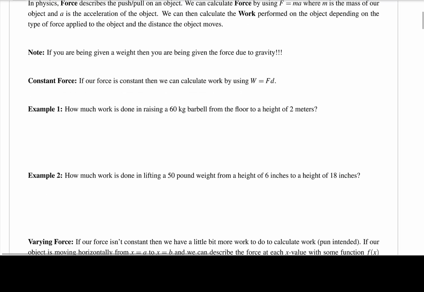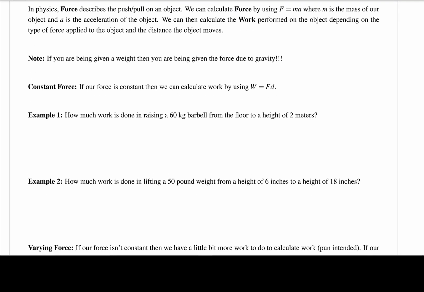So in physics, a force describes the push or pull on an object. We can calculate force by using force equals m times a, where m is the mass of our object, and a is the acceleration of the object. A lot of times this acceleration ends up being gravity, and we call this the force due to gravity. Okay, we can then calculate work performed on the object depending on the type of force being applied to the object and the distance the object moves.